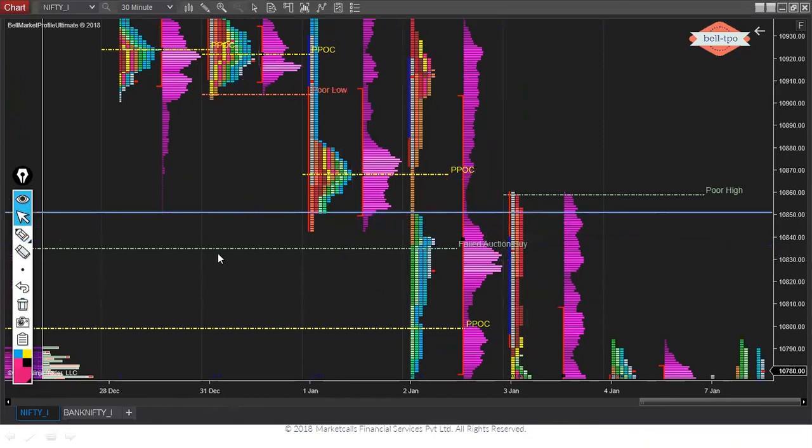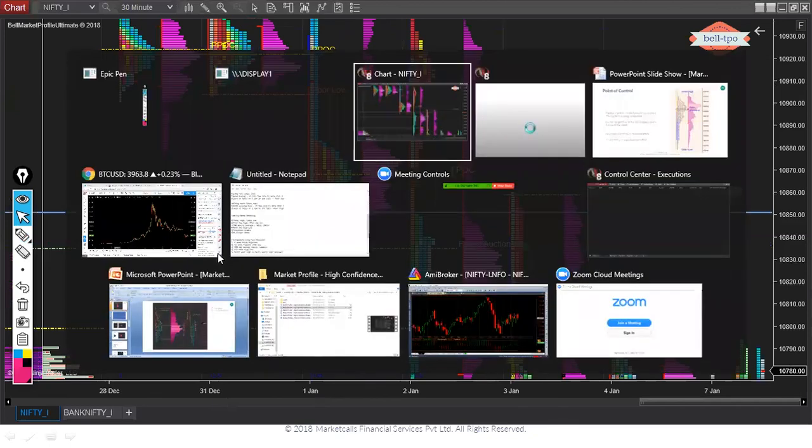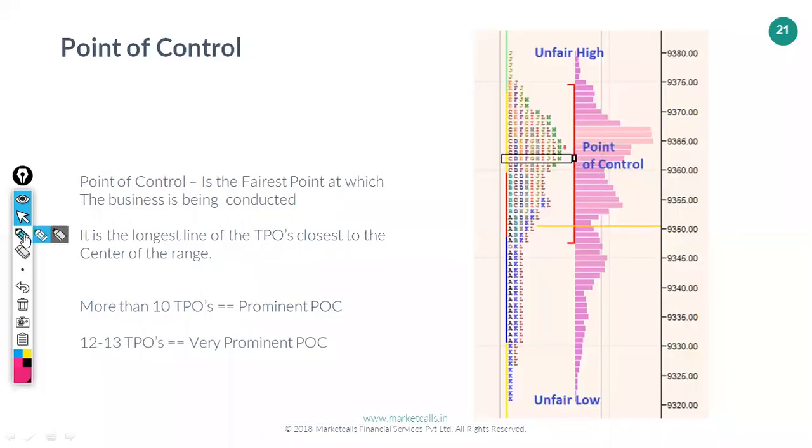So if the trading activity is more than 12 or 13, we call it a very prominent point of control. But still, the software will be plotting it as a PPOC. So it doesn't matter. More than 10, we call it a prominent point of control, and 12 or 13, it's called a very prominent point of control.